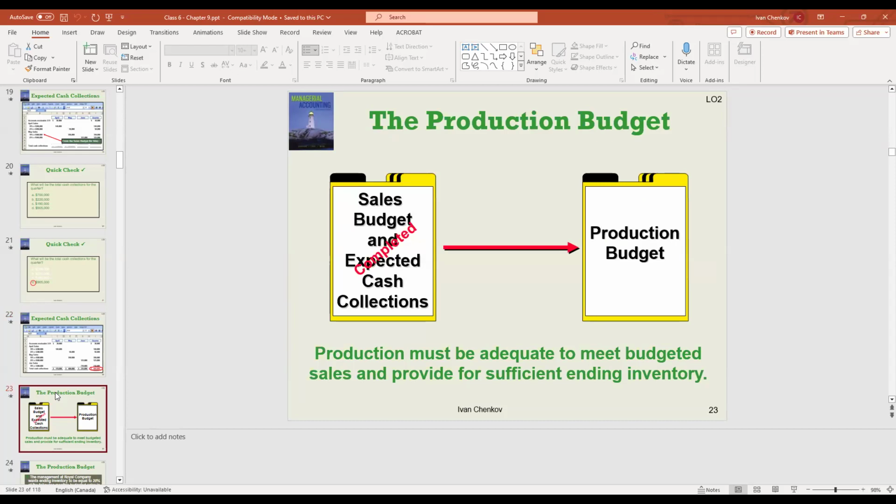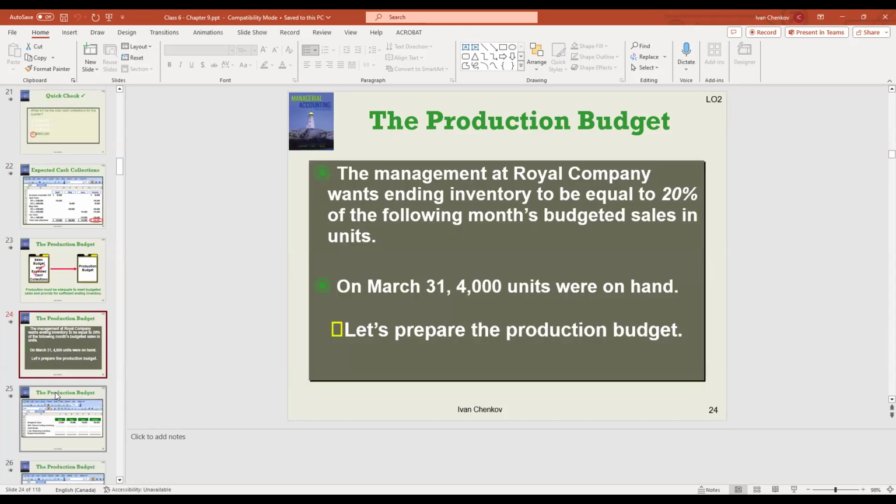Now, what we have to do is make sure that we have those products available. Because if we don't have the products available, what are we gonna sell? So for that reason, first we have to figure out our inventory. Management wants the ending inventory to be equal to 20% of the following month budgeted sales in units. The information that they give you is that on March 31st, we have 4,000 units on hand. So now we have to prepare the production budget.